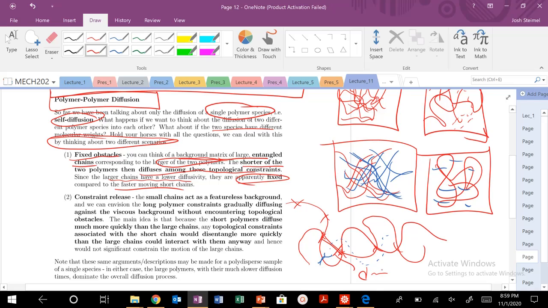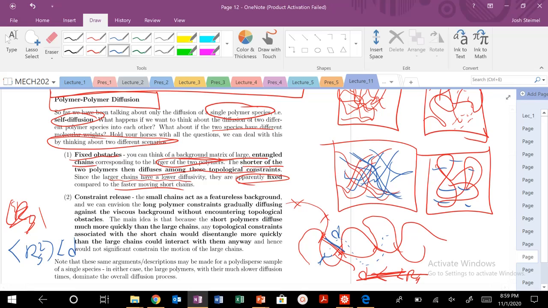So if that distance is less than the radius of gyration, actually, let's say the radius of gyration squared of our polymer is less than the distance between constraints, then that chain's going to be able to move easily through it. But anyways, if you have small chains, again, they're going to diffuse among and between these topological obstacles or these constraints, these entanglements between your larger chains.